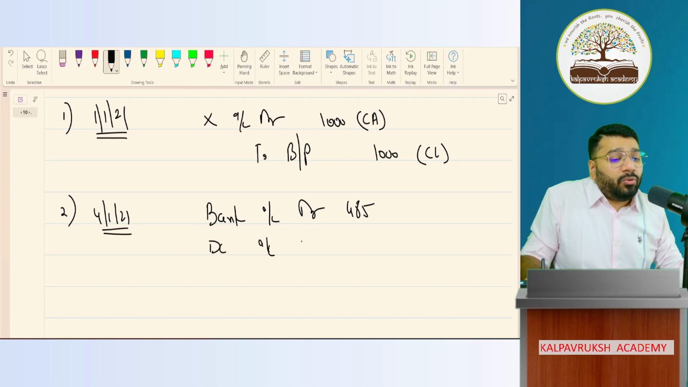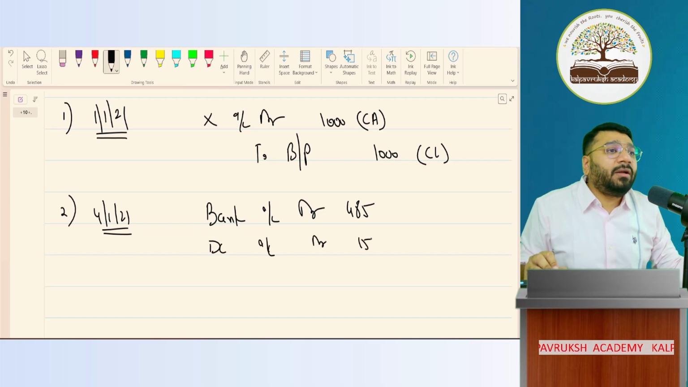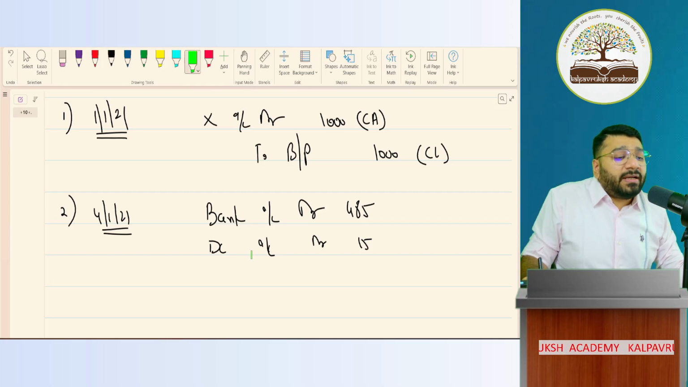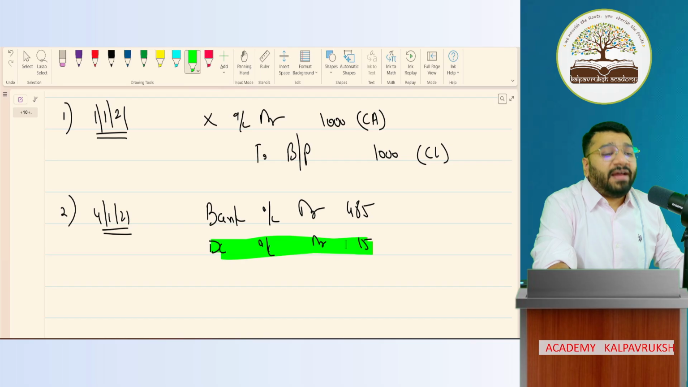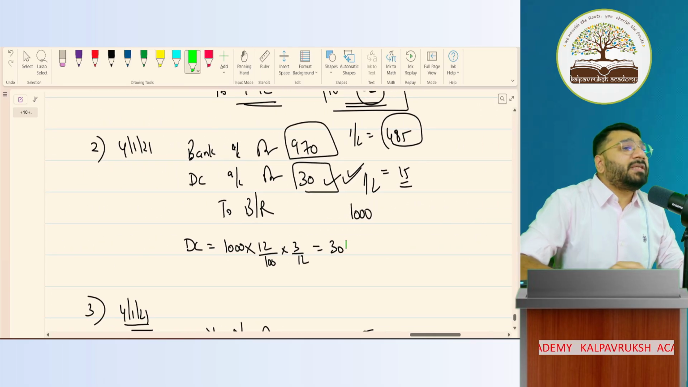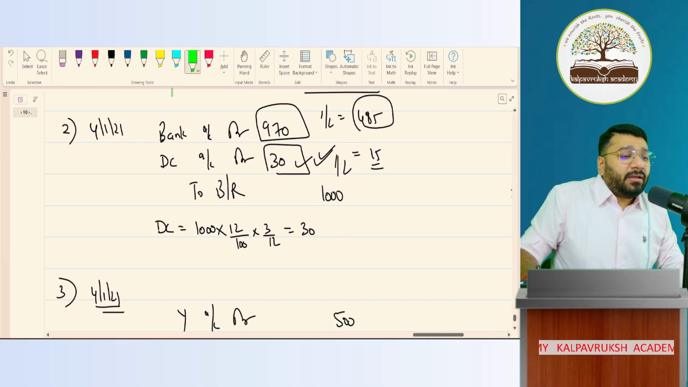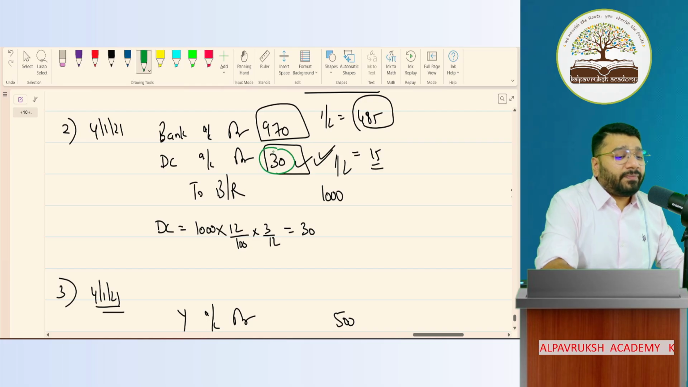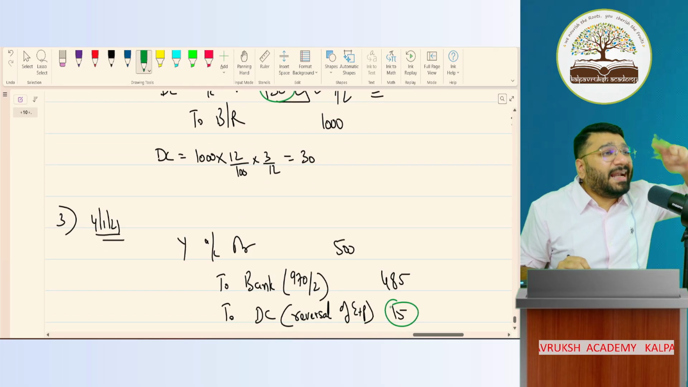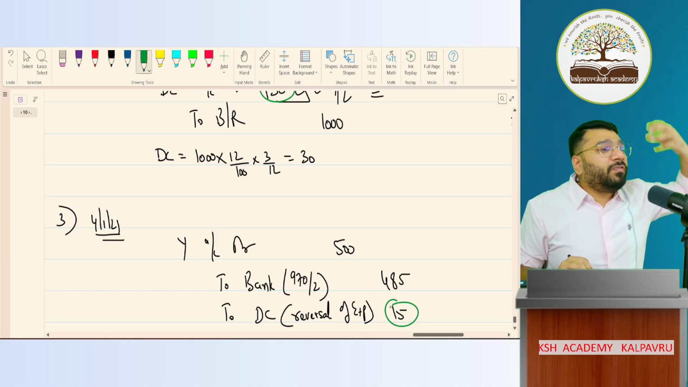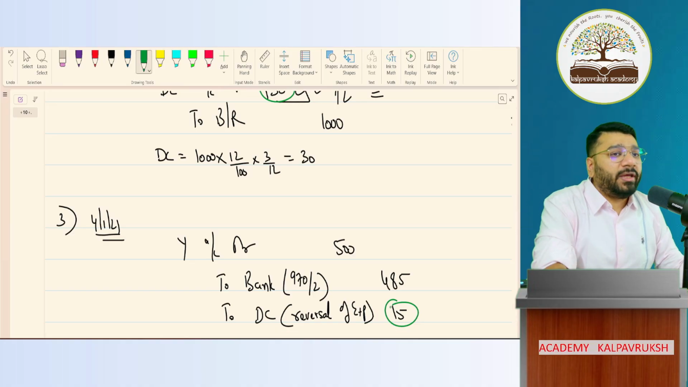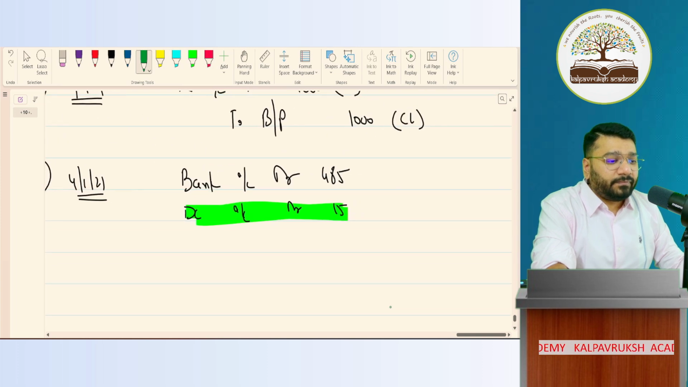Discounting charges account, debit 15. Got it, not got it? Now, half the discounting charges, Y is bearing. Remaining half the discounting charges, who's bearing? X is bearing. Now, you see here, 15 debit and 15 credit means what is the net debit? 15. 15 X is enjoying, 15 Y is enjoying. Got it, not got it?